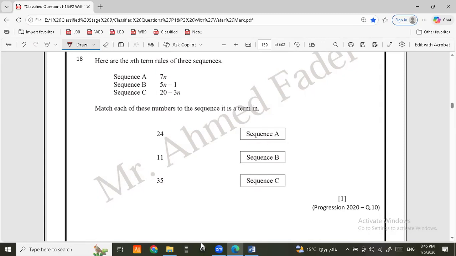Is 24 a term in sequence A? So can I find that 7n equals 24? 7 times something gives me 24? No. 7 times something equals 35? Yes. Is it even 11? No. 7n equals 11, you're not going to find it. 7 times something equals 35? Yes. So definitely 35 is in sequence A.